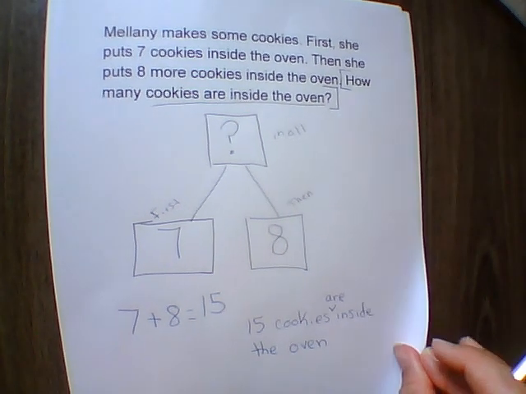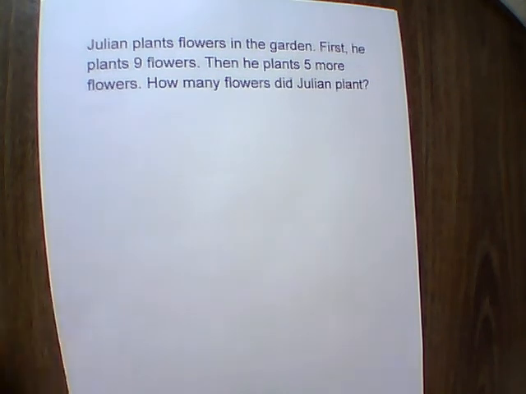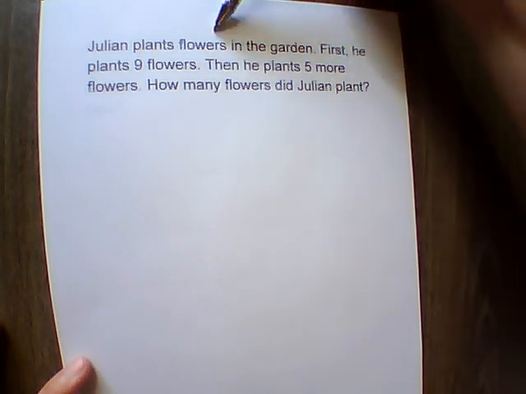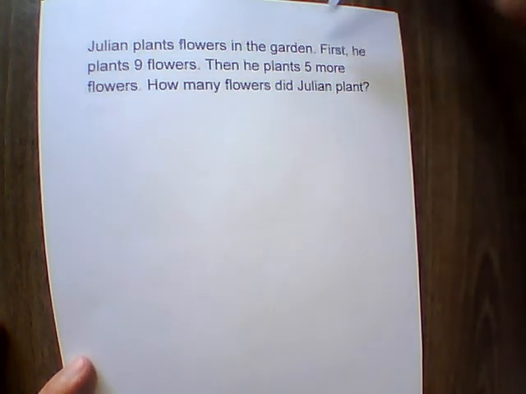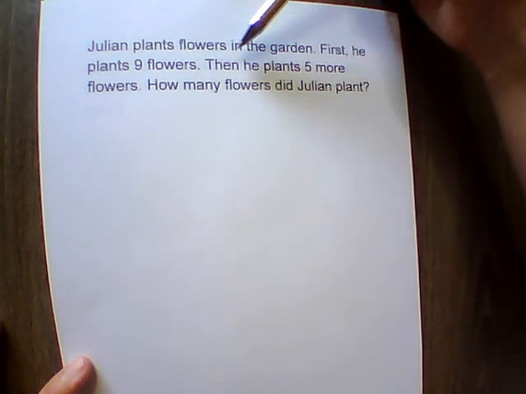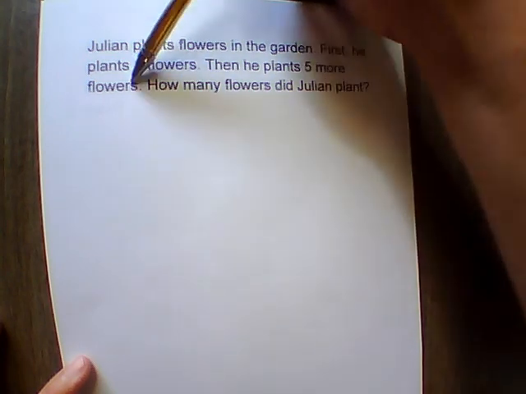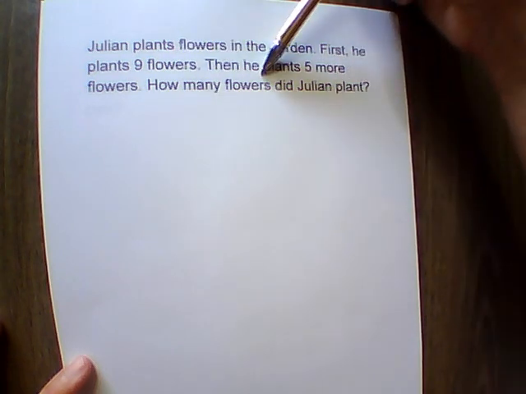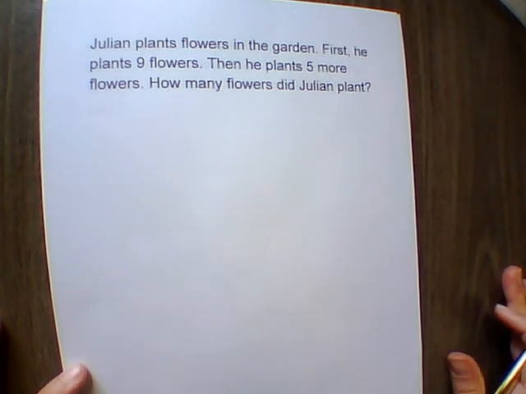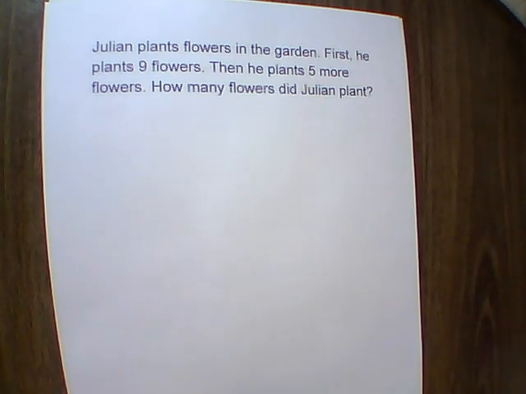Now we're going to move on to some more problems just like this one today. So let's begin by reading. Julian plants flowers in the garden. First, he plants 9 flowers. Then he plants 5 more flowers. How many flowers did Julian plant? So pause that and set up your problem and solve. Go.